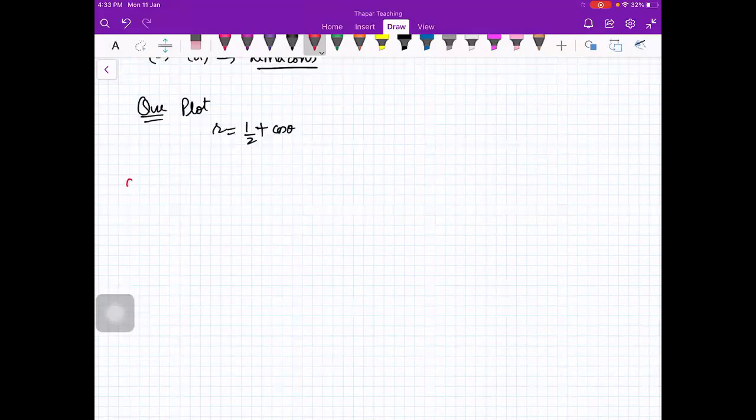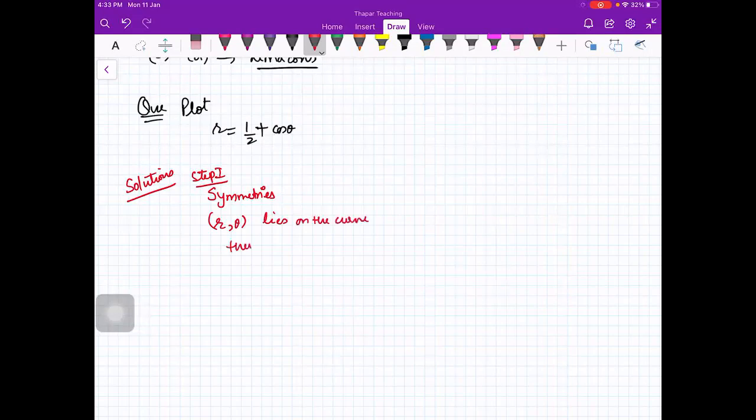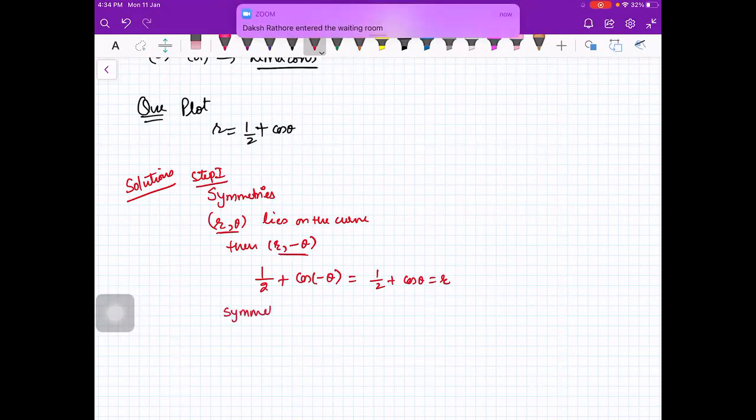So step 1 is you have to look at symmetries. So step 1 is look at symmetries. So if you look at symmetries, here you can see if r, theta lies on the curve, then check whether r, minus theta lies on the curve or not. So you can very easily see if you put minus theta on the right hand side, what you will get is 1 plus 2 cos of minus theta, which is 1 plus 2 cos theta, which again is r. Therefore, this is symmetric about x-axis, because r, theta lies on the curve, r, minus theta also lies on the curve. Therefore, symmetric about x-axis.